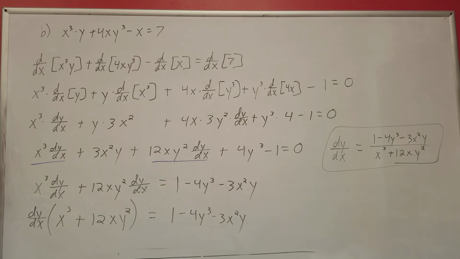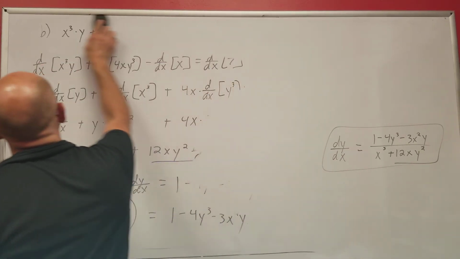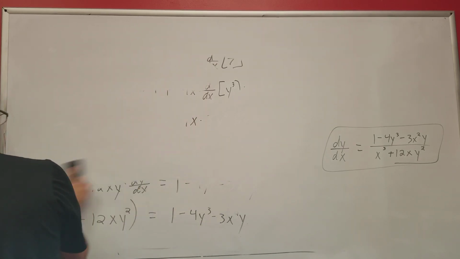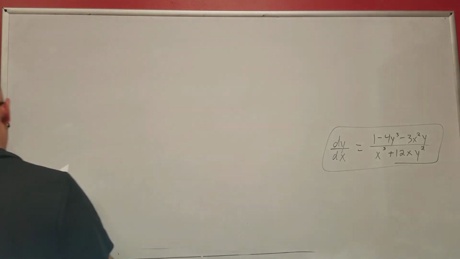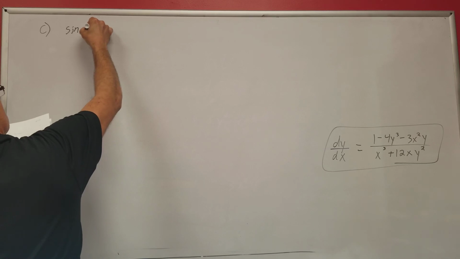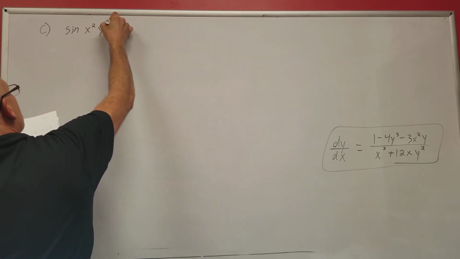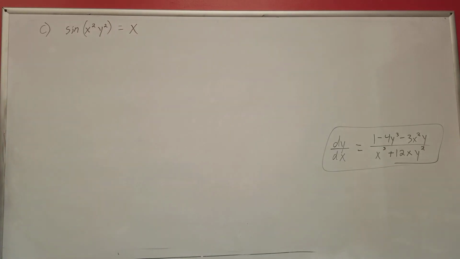Let's see, what else do we have? We have part C. Part C wants us to do the same thing. Find dy over dx. And part C, we're going to have the sine of x squared y squared is equal to x. Let's find dy over dx by using implicit differentiation.